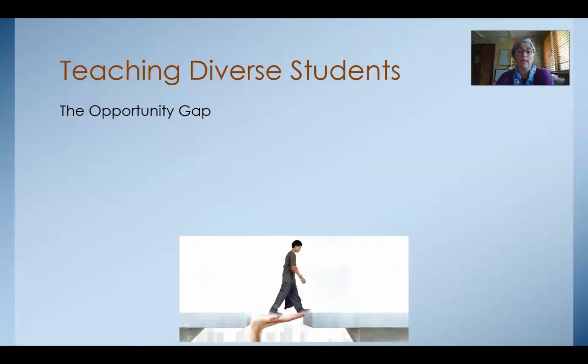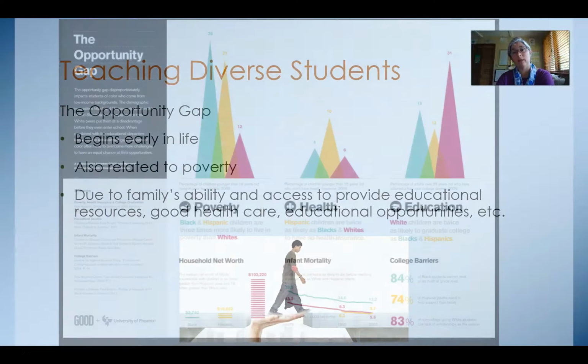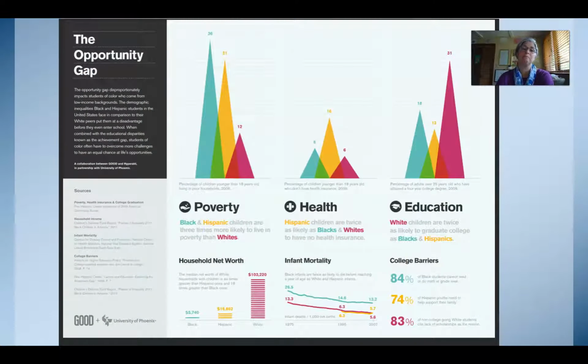So the opportunity gap is also very real. It begins early in life. As I mentioned previously, it is connected to poverty or socioeconomic status, and it's due to a family's ability to provide those resources for their students, which also includes things like nutrition and healthcare, as well as what educational opportunities they have. Those things matter when it comes to academic attainment.